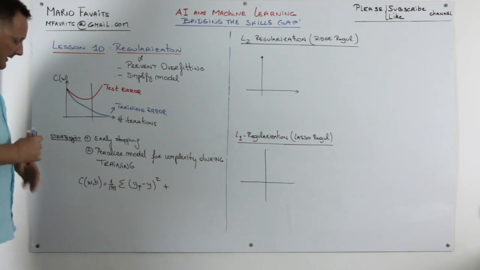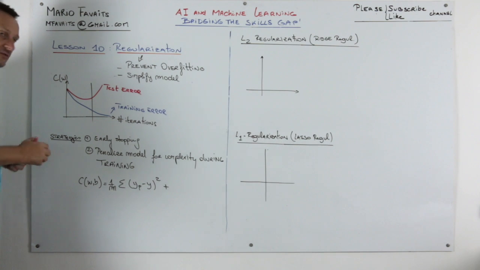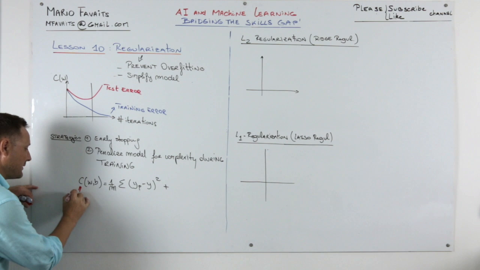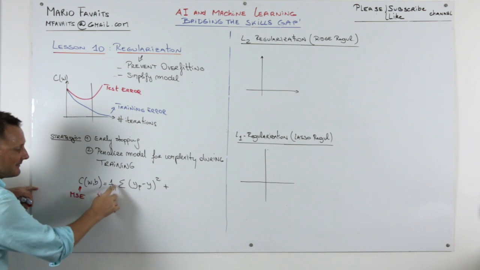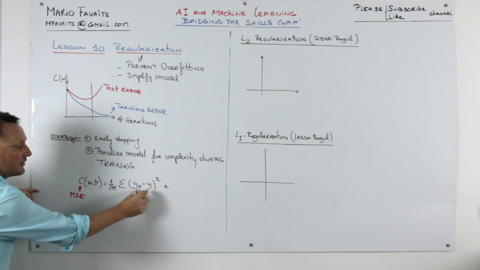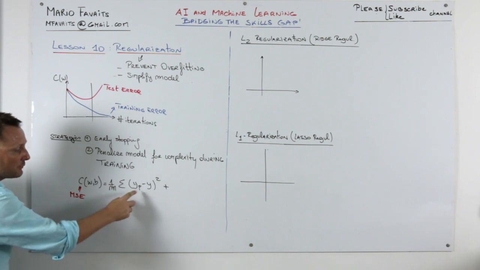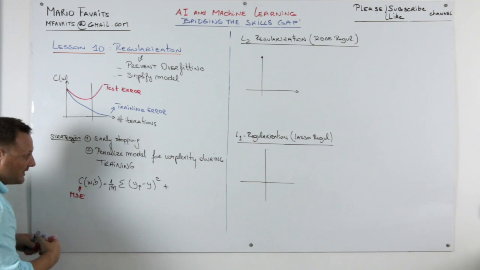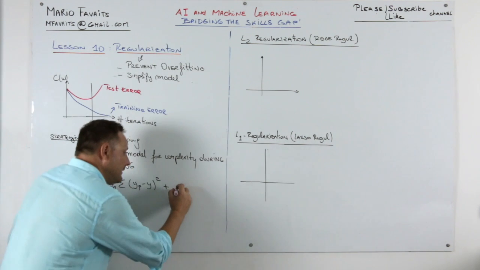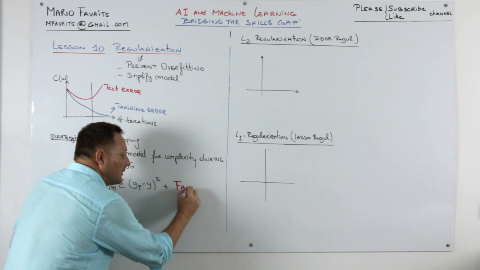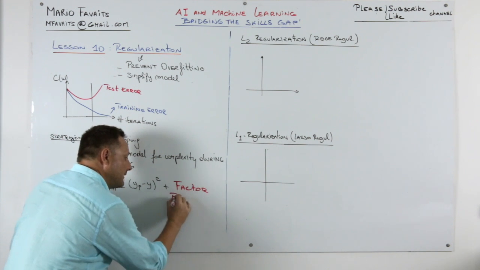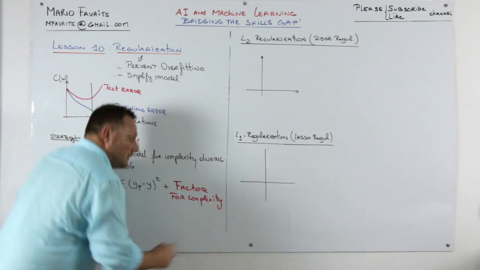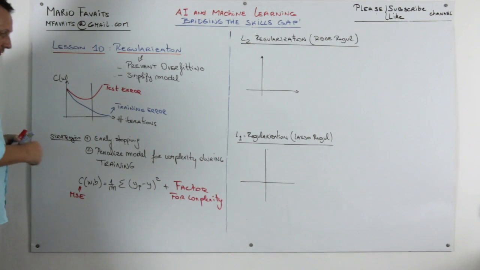Yeah? And you've seen this is the housing price prediction cost function, which we call mean squared error, is the sum of all the differences between the real y and the predicted y, and then we squared it. That was the cost function. What we do now is we're gonna add a factor for complexity. Okay? This is what we will do.